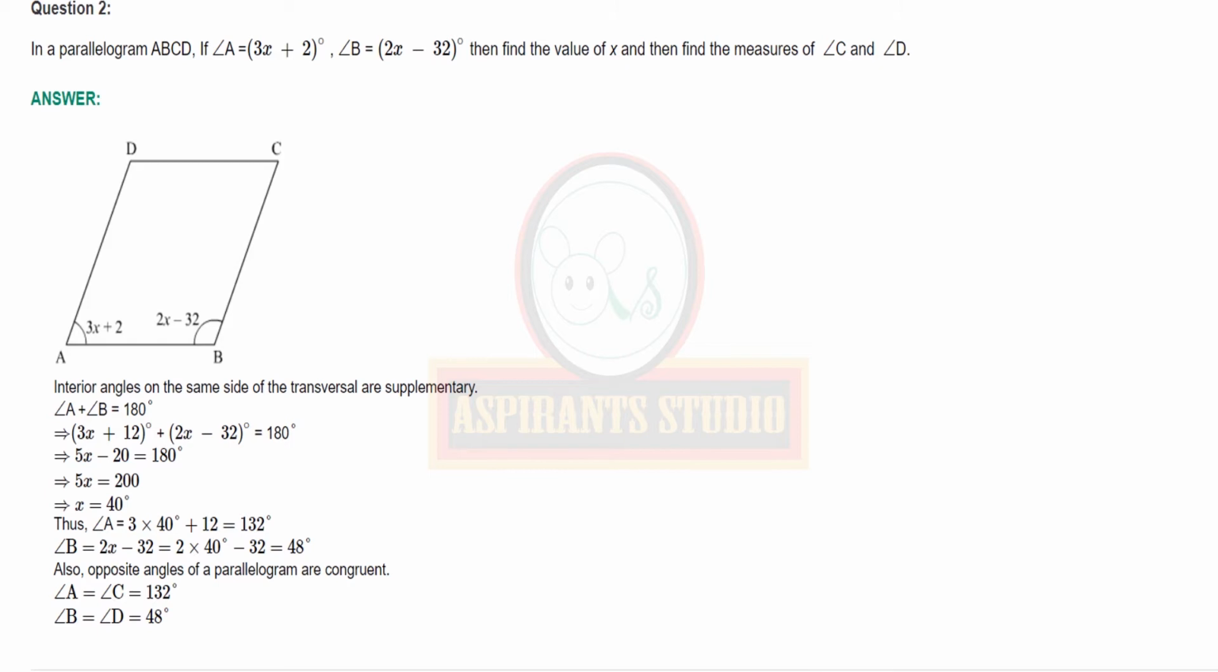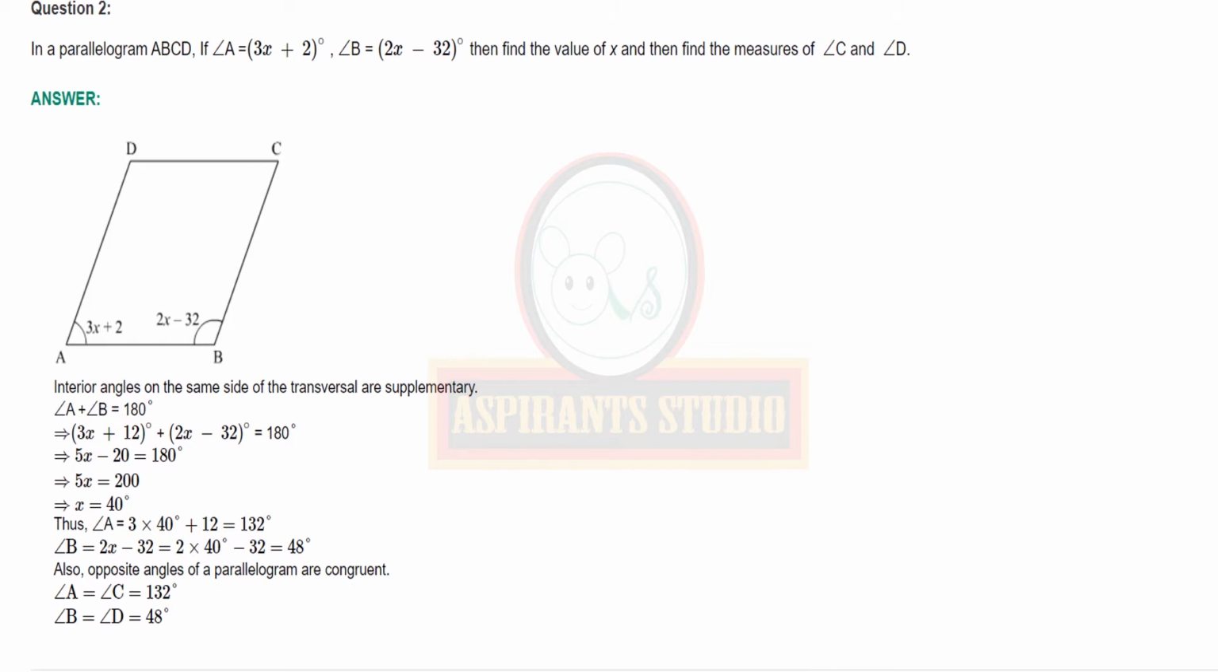Brackets, 3x plus 2x is 5x, plus 12 minus 32 will be minus 20. If two numbers are having different signs, find out the difference between the numbers and put the sign of the greater number. This is the rule of addition of integers. So 5x minus 20 is equal to 180 degrees.